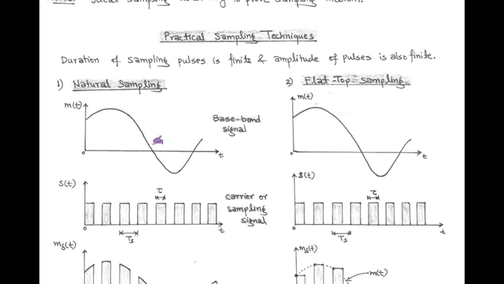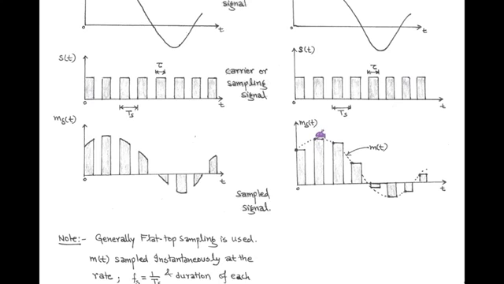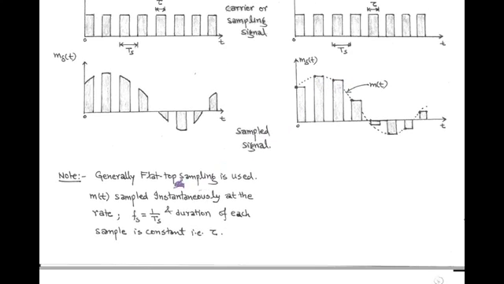In natural sampling, the constant amplitude of the carrier signal is changed according to the modulating signal, as shown in the figure. But in the case of flat top sampling, the constant amplitude of each pulse in the sampling signal varies according to the baseband signal, but here the top remains flat with the help of a sample and hold circuit. And in practice, generally flat top sampling is used. Here the modulating signal is sampled instantaneously at the sampling rate and the duration of each sample is constant, that is tau.